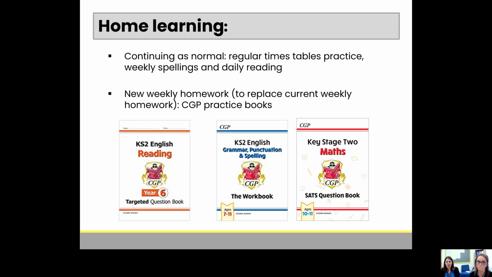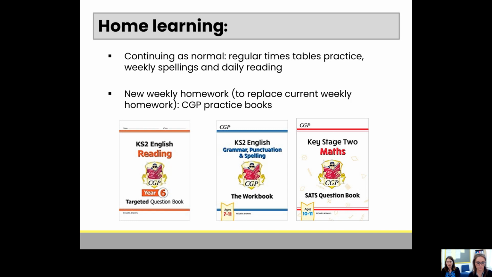Okay, so this is something a little bit new, home learning. So as we have always expected, we will still ask you to work with your children on regular timetable practice. That's so important. It really makes a big difference if the children can secure those timetables now in preparation for the assessments. Weekly spellings, we'll still be testing them on their weekly spelling list that they're bringing home, and also if we can ask that you still try and encourage the children to read daily, read with your child, and also for them to read independently. The more they can read, then that really has a massive impact on all other areas.